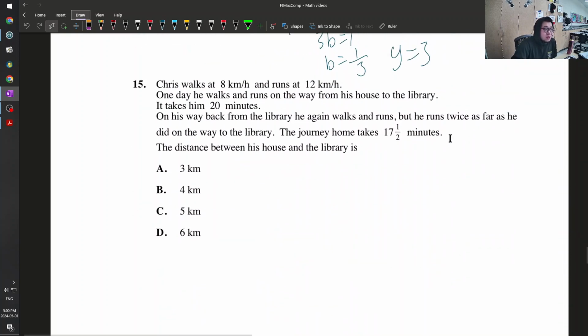15. Chris walks 8 kilometers per hour and runs at 12 kilometers per hour. One day he walks and runs on the way from his house to the library. It took him 20 minutes. On his way back again, he again walks and runs, but runs twice as far as he did on the way to the library. The journey takes 17.5 minutes. What is the distance between the house and the library? One day he walks.